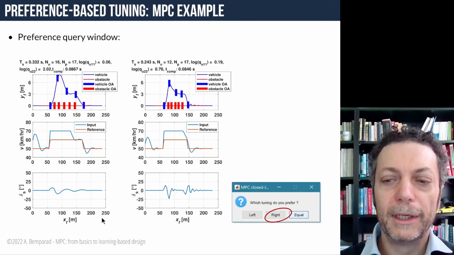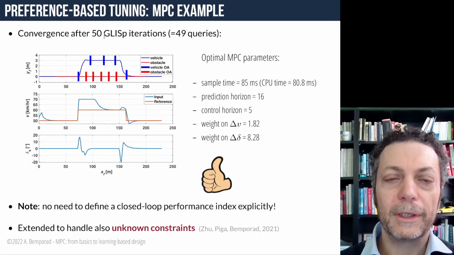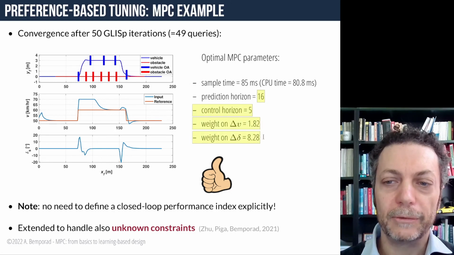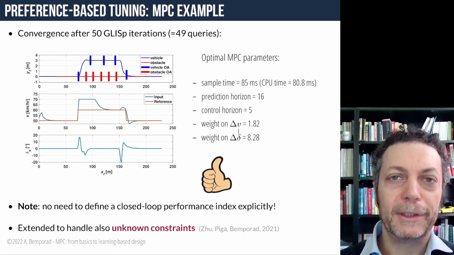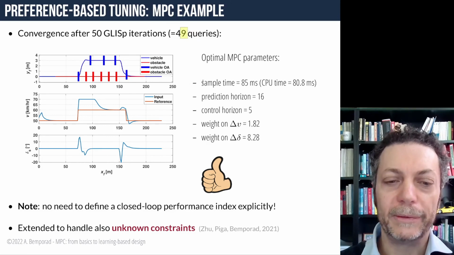So after running a few experiments where each time you ask to compare two different closed-loop results, after 50 experiments, so after asking 49 queries, you end up with a design which has this selection of the parameters, and this is the best that you have achieved by asking this limited amount of comparisons. It's actually a pretty good design.